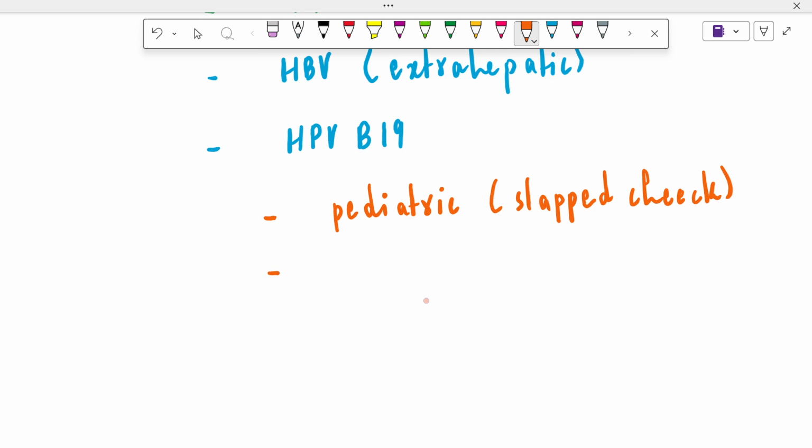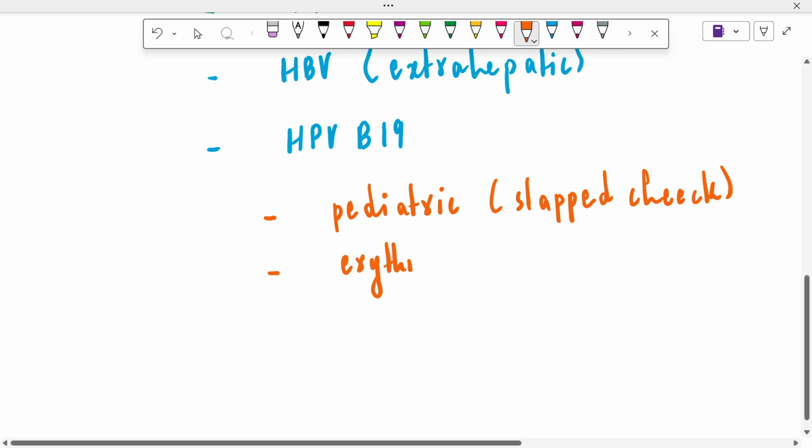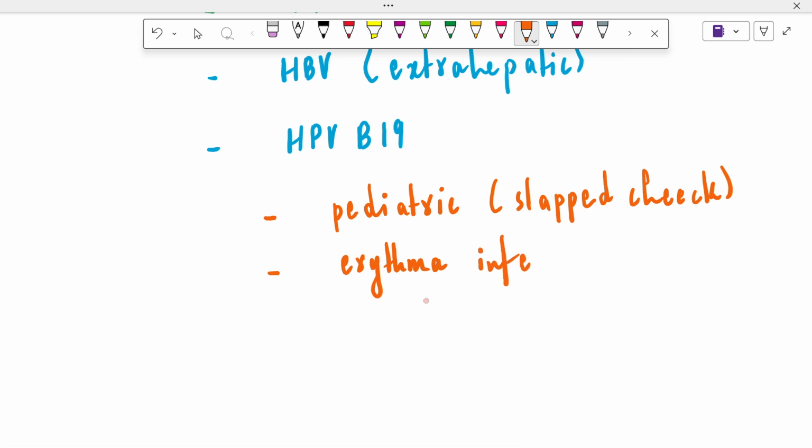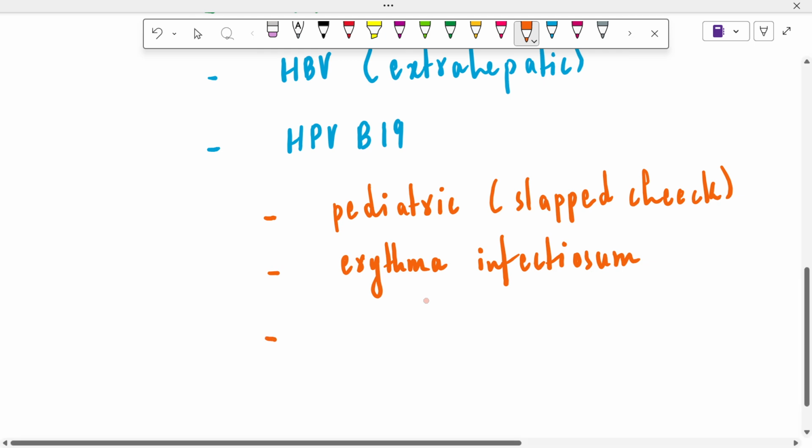The second thing human parvovirus can lead to is known as erythema infectiosum. Human parvovirus can also lead to that. The third condition is known as aplastic crisis. These all are included under the heading of human parvovirus.